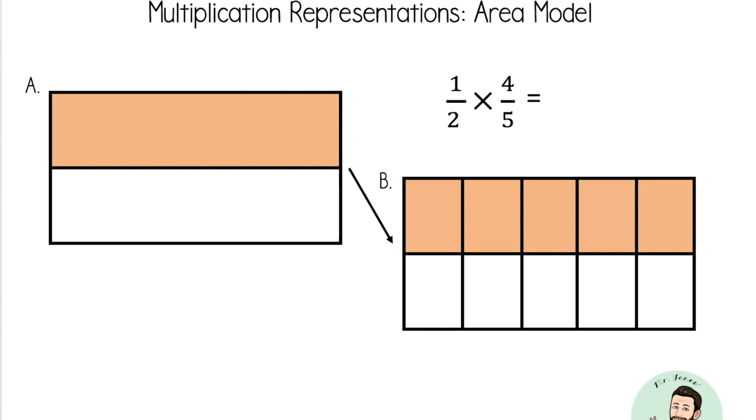So our first multiplication representation is the area model. In this model, we usually use a rectangle, but it could really be any symmetrical shape when I think about it. And we overlay 2 different fractions. So here I've divided it in half, and I've shaded orange 1/2 of that. So that's representing our 1/2. Here I've divided, going the other direction, I've divided it into fifths.